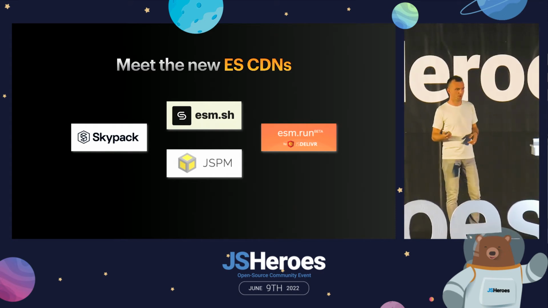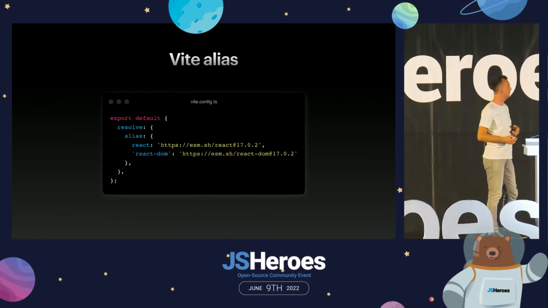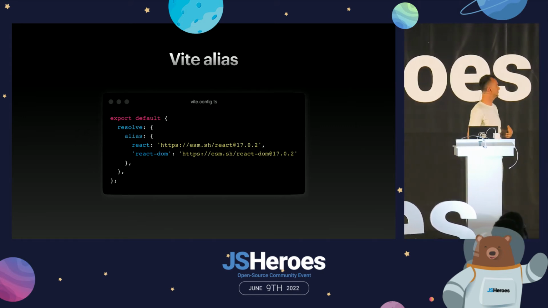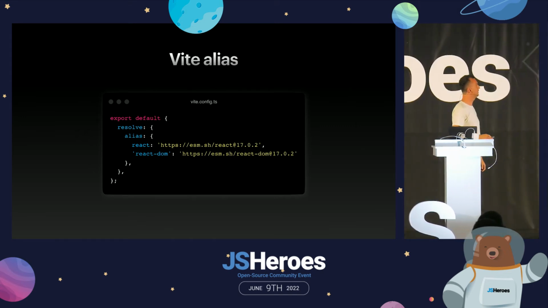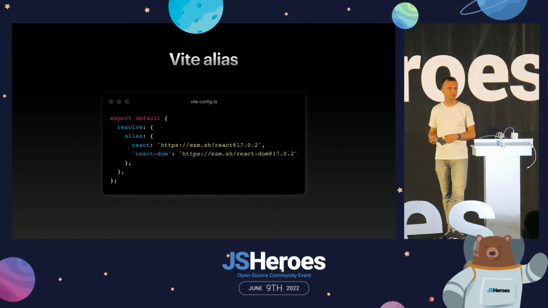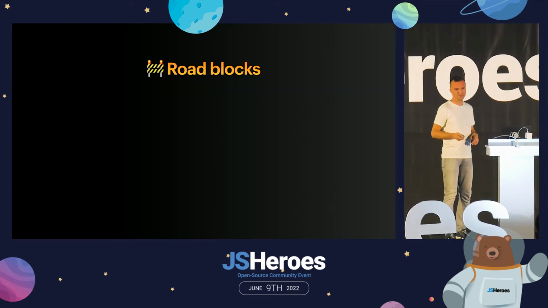So if we have these, basically using an alias for Vite, we can say, OK, when you import React, don't go to node modules, just go to the CDN and get it from there. And the same with all the others. And that means that we no longer have to npm install React. So it's pretty good. Still, even so, there are some blockers.